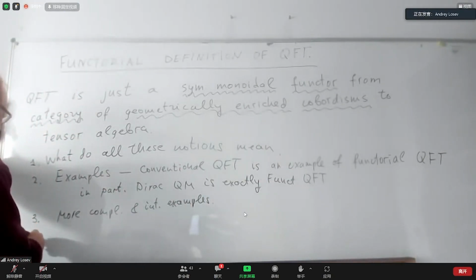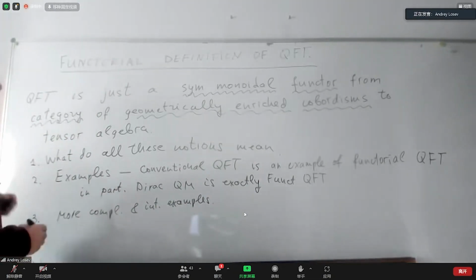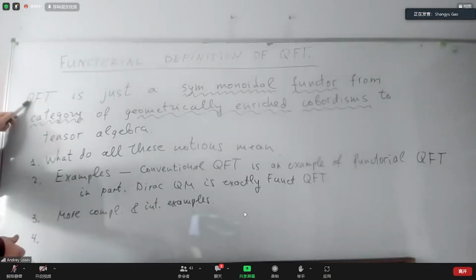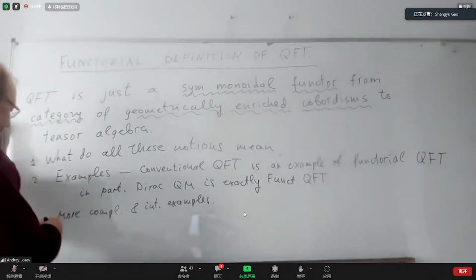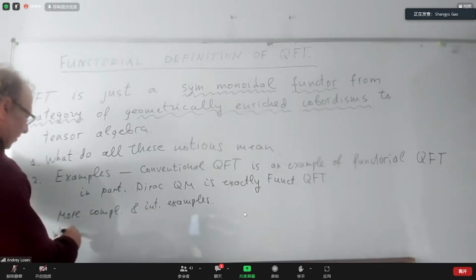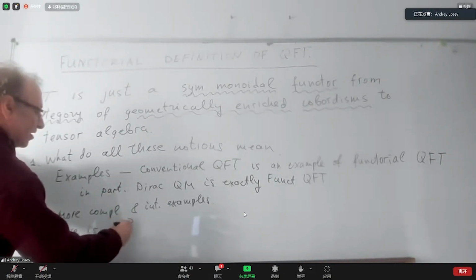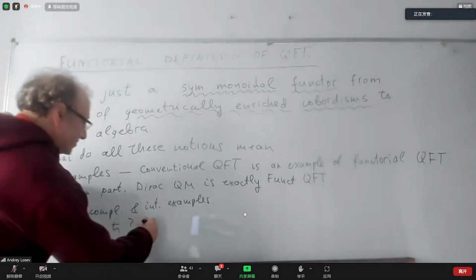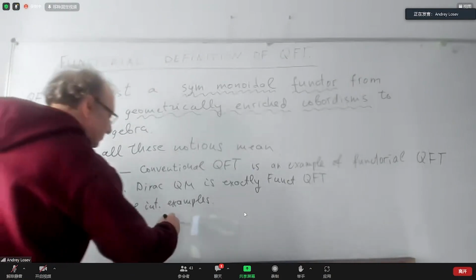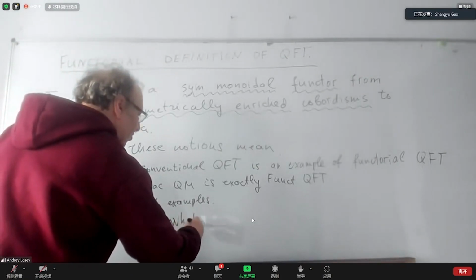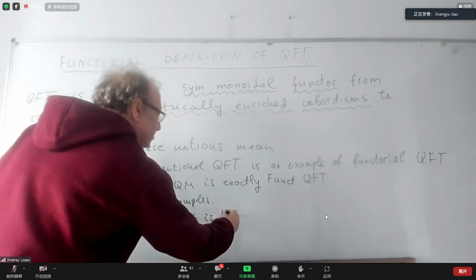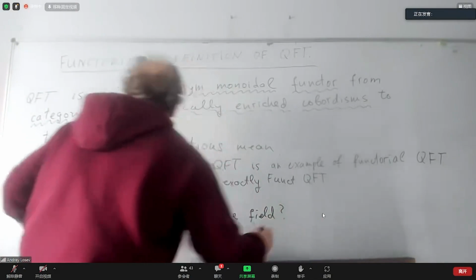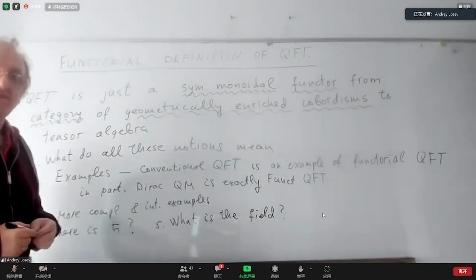And along the way, we need to answer the following questions. First question: where is h bar? There is no h bar in this definition. Question number two: what is the field? There is no field in this definition.